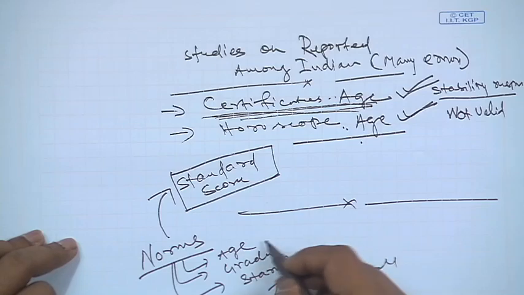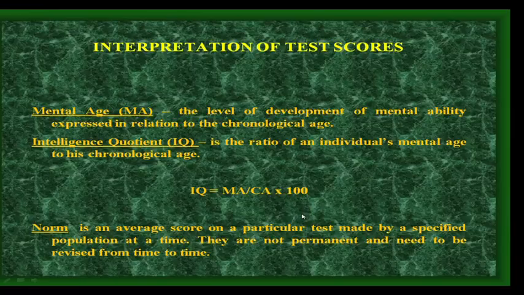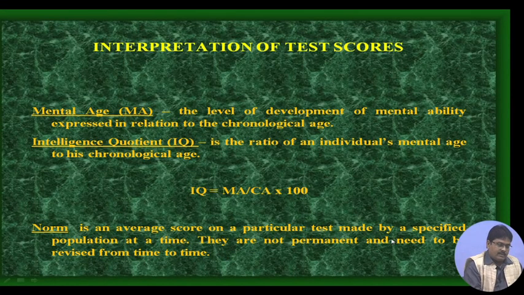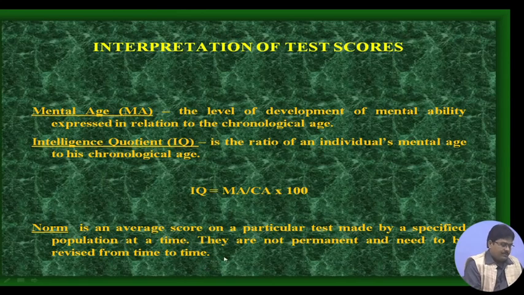So, cut-off scores are age wise cut-off scores, grade wise cut-off scores, when we prepare an intelligence test for different samples on the basis of different age groups. That is why we say a cut-off score meant for children cannot be applicable for adults. Accordingly we decide. As far as IQ test is concerned, here also the norm is equally applicable. It is an average score on a particular test made by a specified population at a time. They are not permanent and need to be revised from time to time.